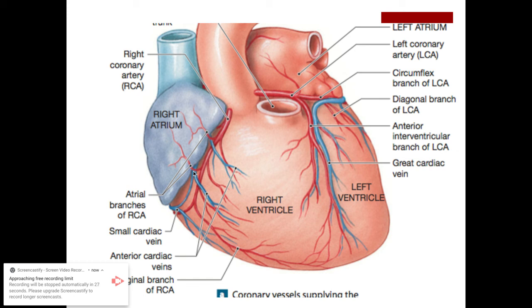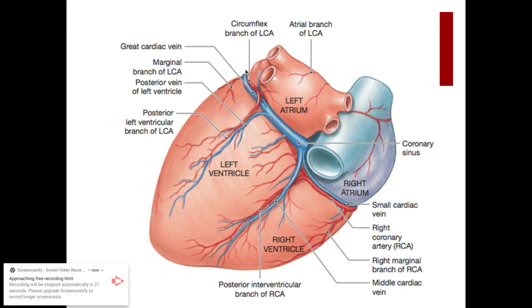But they're going to come up here, and then they're going to come down and meet up with small cardiac vein. Here's great cardiac vein coming around. Here is middle cardiac vein going in there and meeting up with coronary sinus. We see small cardiac vein also meeting into the coronary sinus. And then we see the posterior interventricular branch coming off right coronary artery right there.